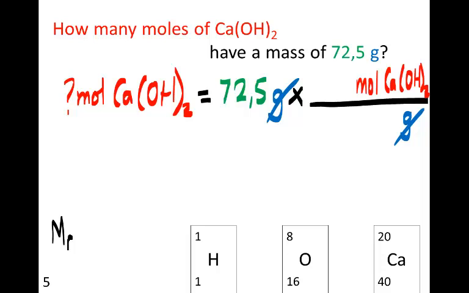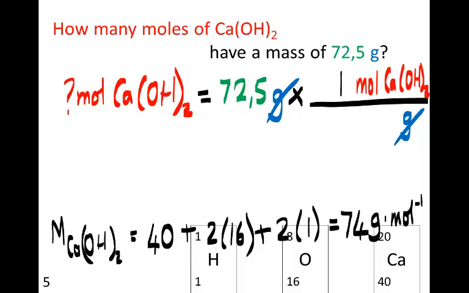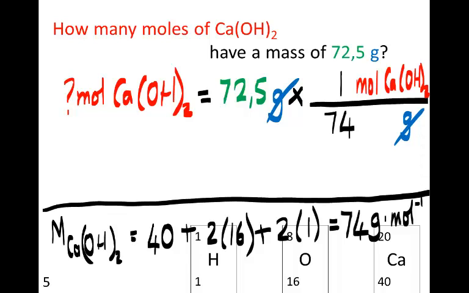The molar mass of calcium hydroxide is 40 for the calcium, plus 2 times 16 for the oxygen, plus 2 times 1 for the hydrogen, which is 74 grams per mole. 1 mole of calcium hydroxide has a mass of 74 grams. 72,5 divided by 74 is equal to 0,9797, which we round off to 0,98 moles of calcium hydroxide.